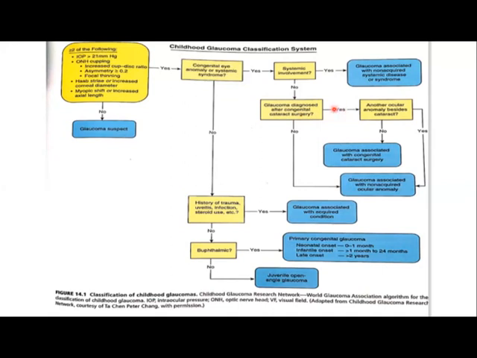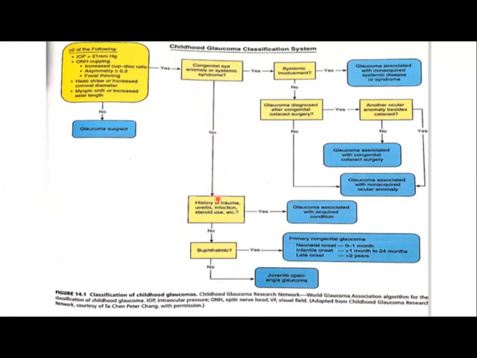If yes, there is a history of cataract surgery, then we look for another ocular anomaly besides cataract. If it is present, then we label the child as glaucoma associated with non-acquired ocular anomaly. If another ocular anomaly is not present, then we label the child as glaucoma following congenital cataract surgery. Next, congenital eye anomaly or systemic syndrome is not present in this child.